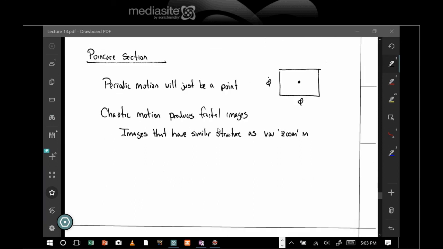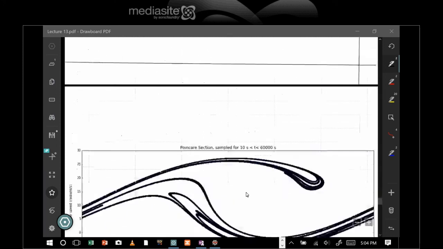But before I do that, let's talk about what the Poincare section will give me. If I do a Poincare section for a simple harmonic motion or something at period 1, I'll just get 1 point. That's not very interesting, because when I sample that, I have the same angle and angular speed. So it's not useful for periodic motion. Poincare section is useful for chaotic motion. Chaotic motion is going to produce what I call fractal images. These are images that have similar structure when you keep on zooming in. Let me take a look.